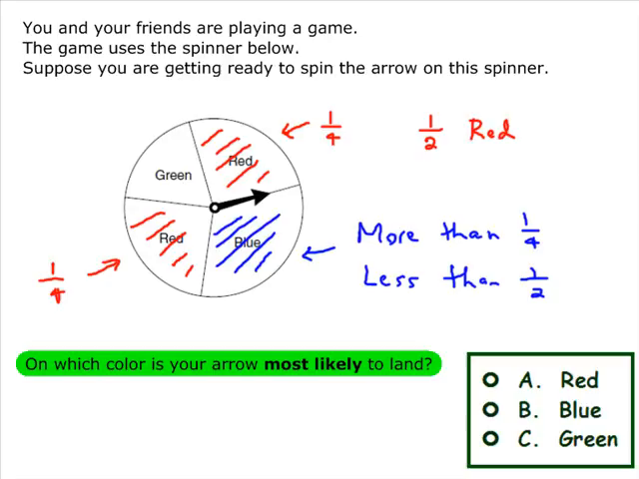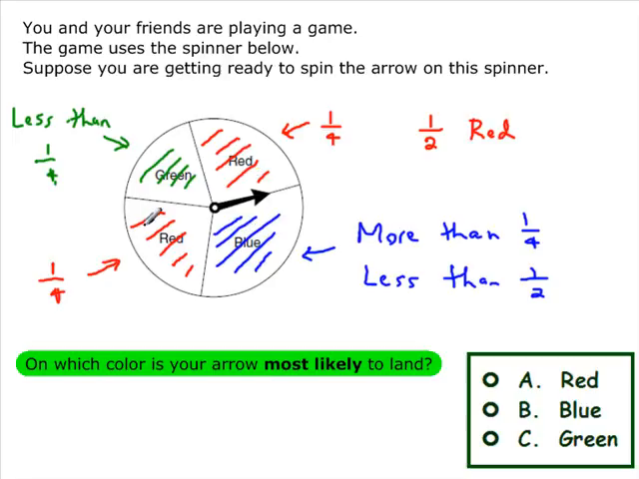Well, let's go further. Let's look at green over here. And that, I think you'll agree, is less than a quarter. Well, then if you're going to spin the spinner and about half of the spinner is red, then hopefully it makes sense to you that the most likely color that the spinner will land on is red.